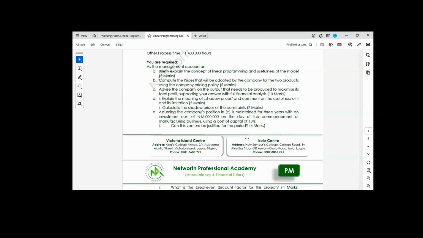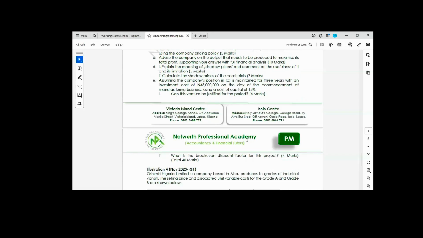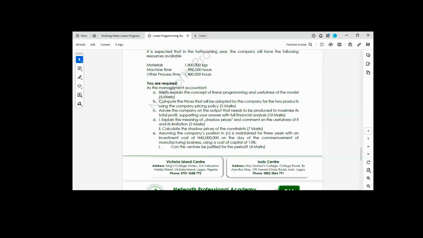Okay, so let's go to the topic of the day. This is it. Can you see my screen? Cost volume profit analysis. Yes, sir. Okay, then. So let's put down a short note, please, because of time.